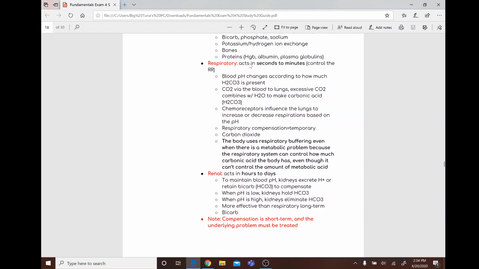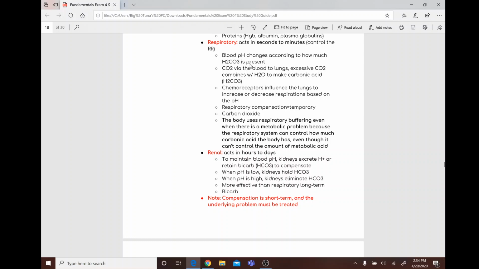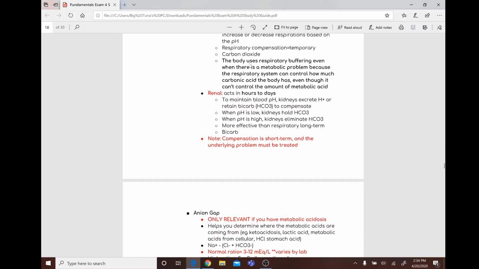So the body uses respiratory buffering even when there's a metabolic problem, because the respiratory system can control how much carbonic acid the body has, even though it can't control the amount of metabolic acid. Tell me about the renal buffering system. It takes hours or days. So when pH is low, kidneys hold on to HCO3. When pH is high, kidneys eliminate it.